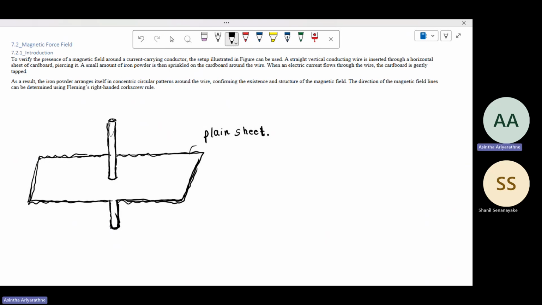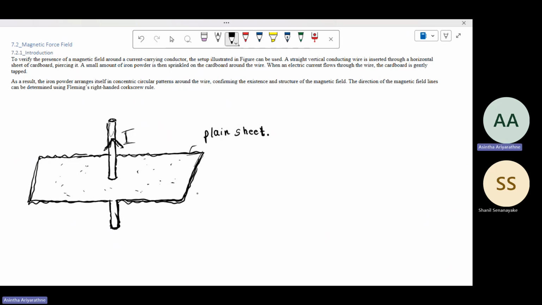This plane sheet, and let's say current is I. Then some sort of small grain, let's say iron. Iron particles are just arbitrarily laid on this plane sheet. And when current I flows through the conductor, this plane sheet is somewhat vibrated.